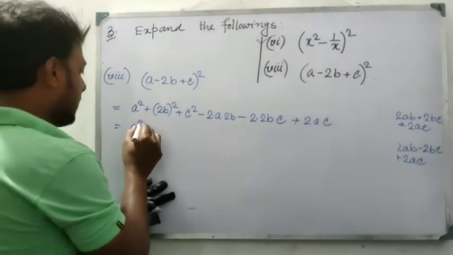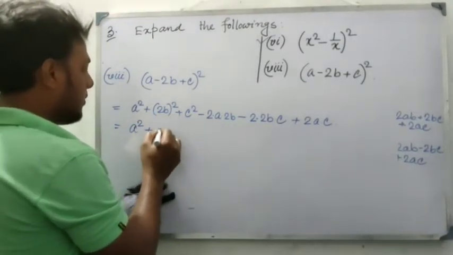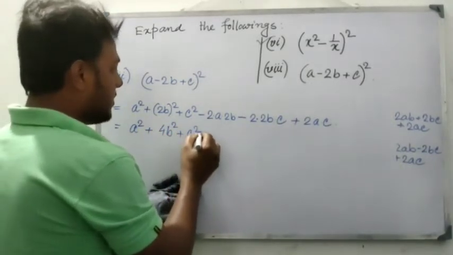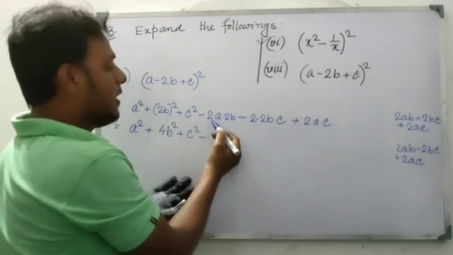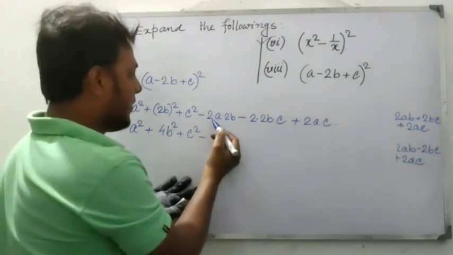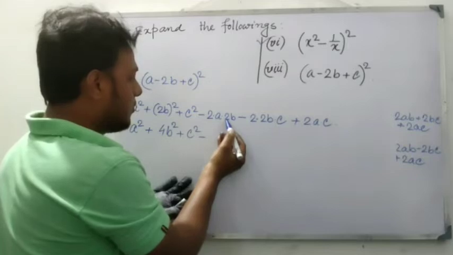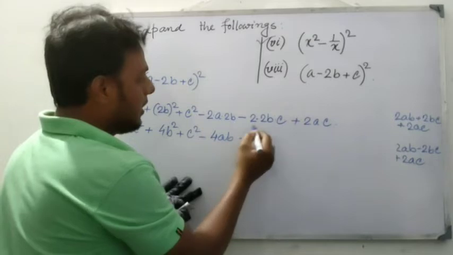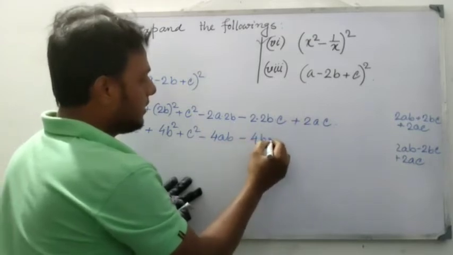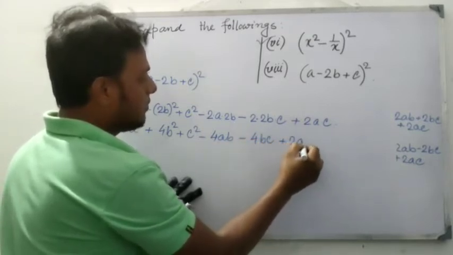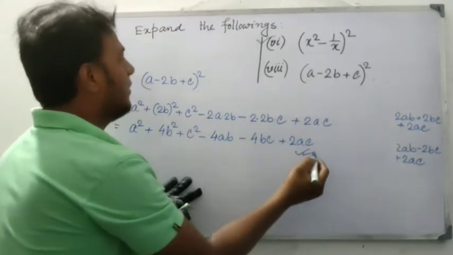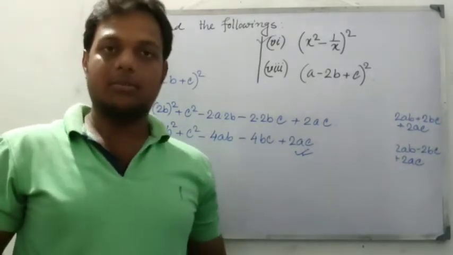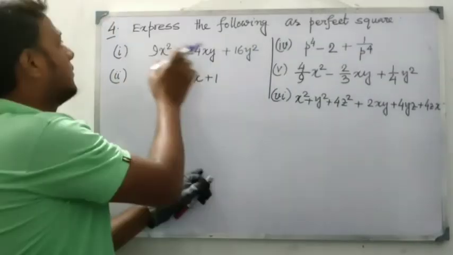Then it will be a square plus (2b) whole square. 2 square means 4, and b square means only b square. Plus c square, give it unchanged, minus. To multiply it, first multiply the integer or constant part. So 2 into 2, 4. And if you multiply ab, then it will become ab, minus 2 into 2, 4bc, plus 2ac. This completes the expanded form. So this is the 3 series, and the rest of the problems of the 3 series you have to solve. Okay.